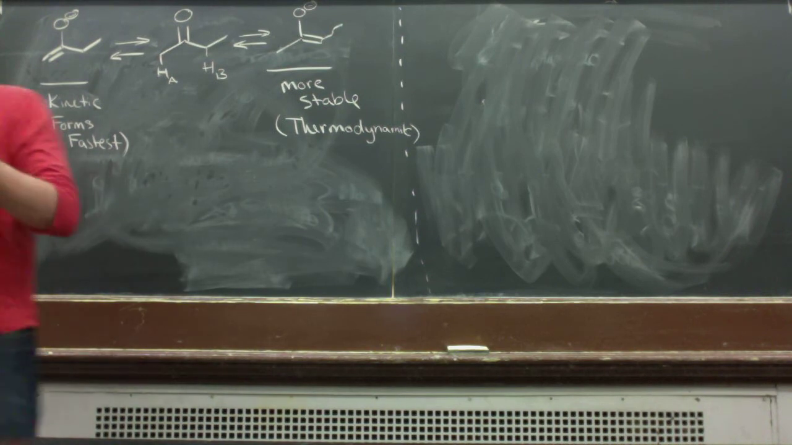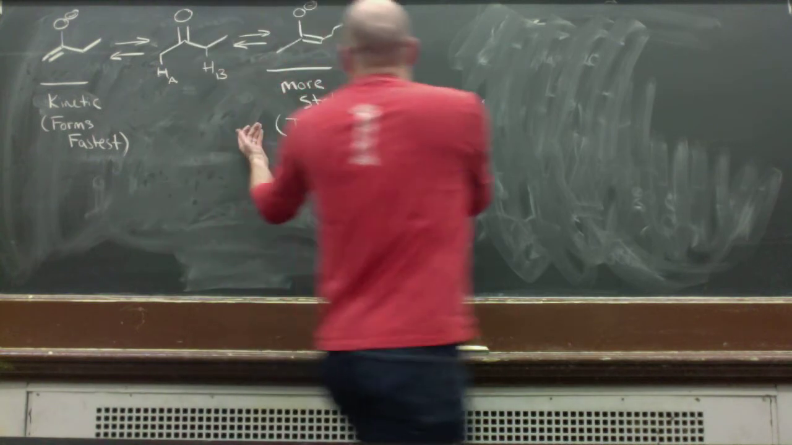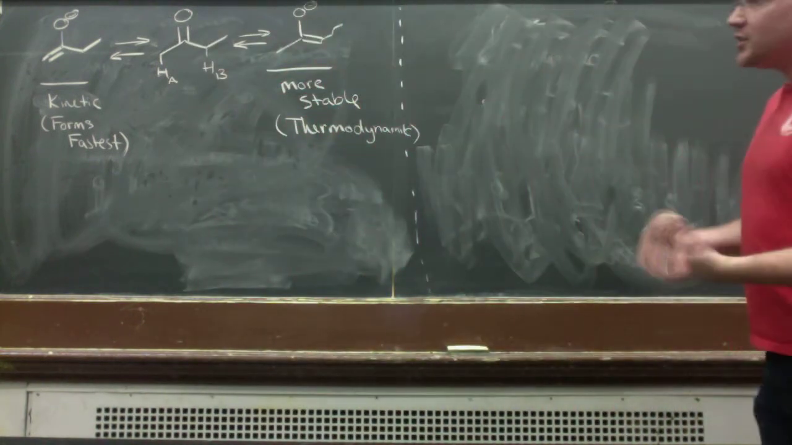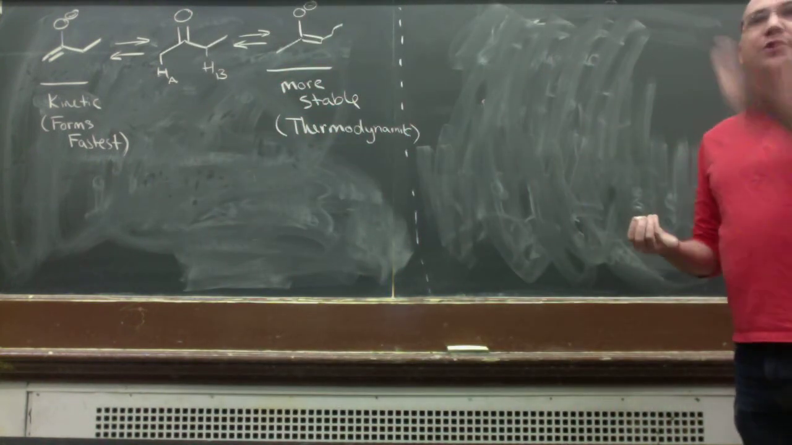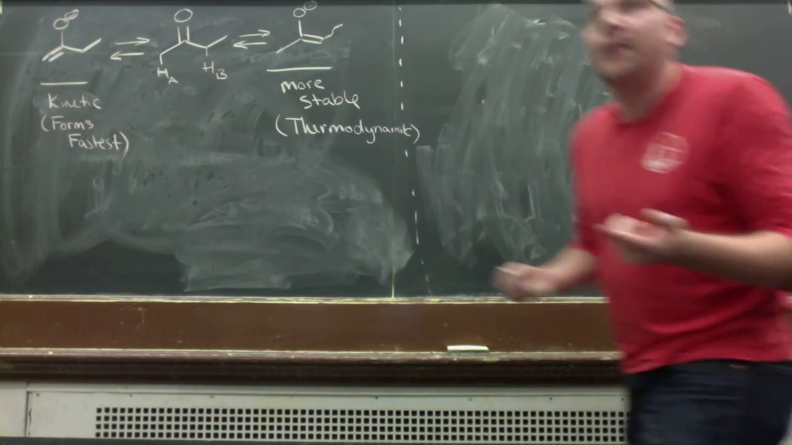So how do we make enolates and have conditions that might allow it to be irreversible or conditions that might allow it to be reversible? And so it turns out that this just has to do with stoichiometry. Yeah, you were going to say something? Say that again?